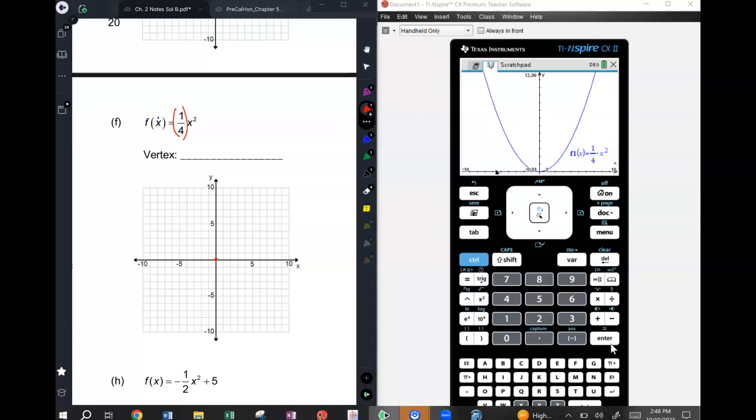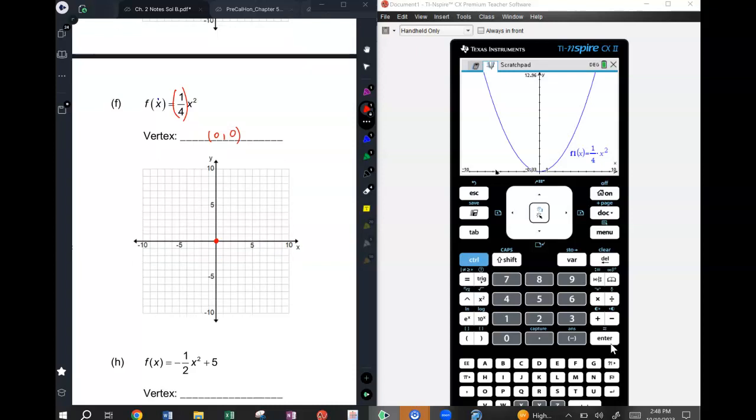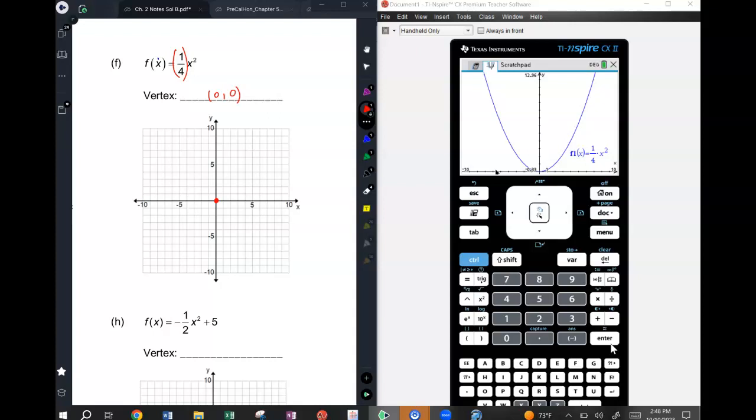Okay, so here we're going to do 0, 0. Okay. When x equals 1, what do we get here? Menu, 5, 1. Okay, so when x equals 1, 0.25. Okay, what about when x equals 2? When x equals 2, I get a 1. That's actually a better number to graph, so let me graph that one.